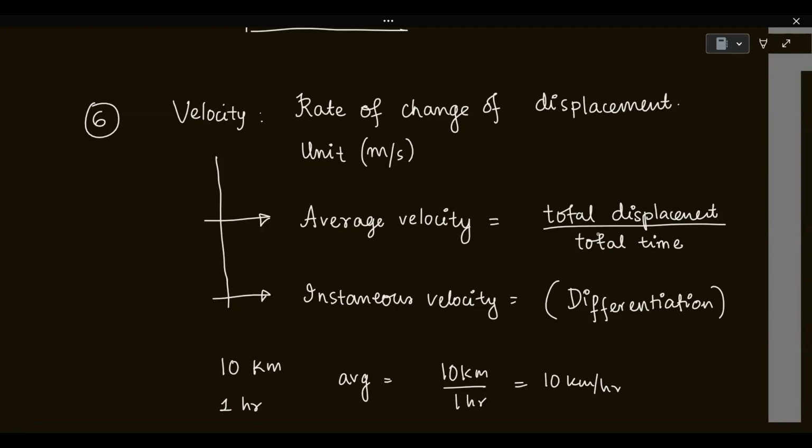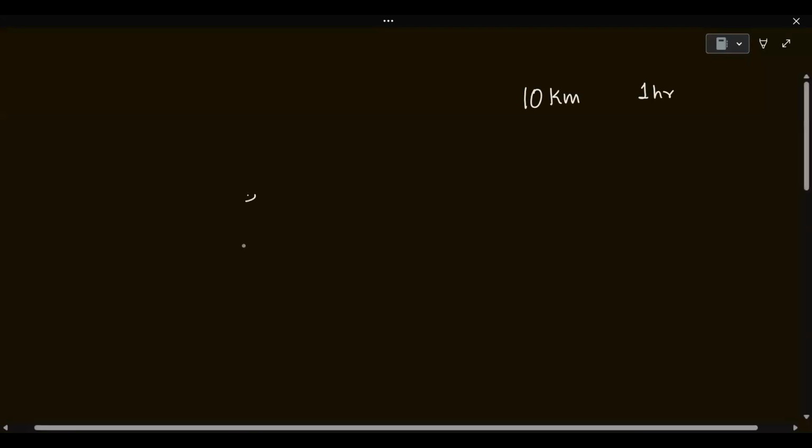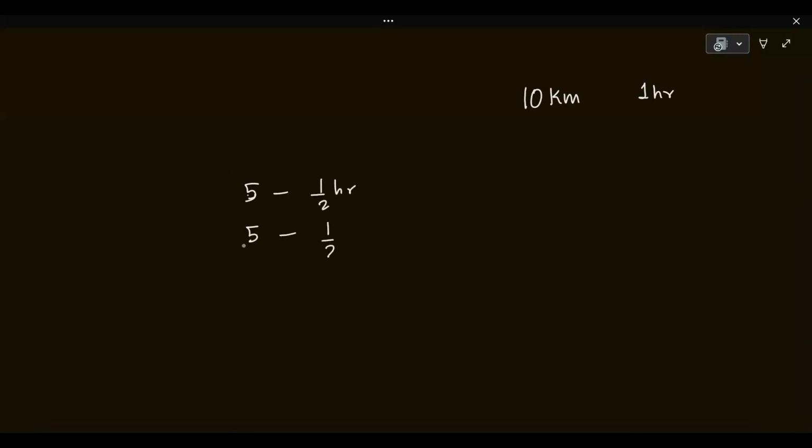Okay, let's get one more page, and let's talk a little bit more about this instantaneous velocity. One thing I wanted to point out here is that, let's say we had this table with directly this data: 10 kilometers traveled in 1 hour. But some other guy wanted a little bit more accuracy, so he said, okay, the first 5 kilometers were traveled in half an hour, and the next 5 kilometers were also traveled in half an hour.